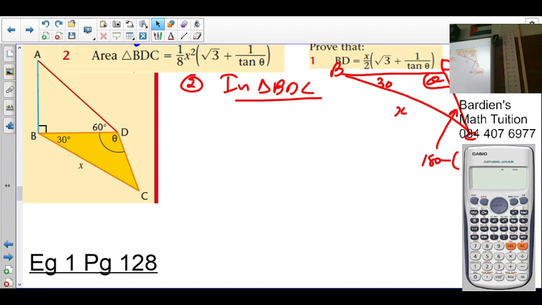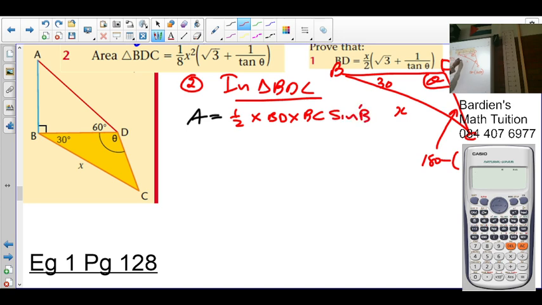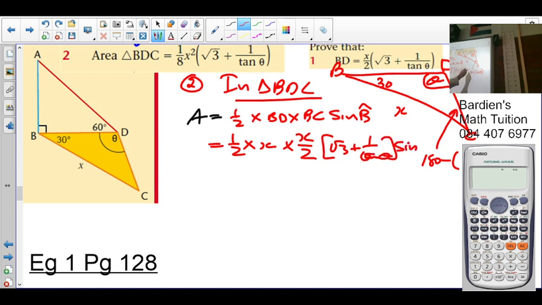See, I forgot now. So we're going to use the area, you don't have to write this down. Area is going to be half BD times BC, sine of angle B, coming from this triangle DBC. As I said, you don't need to write this. So it's going to be half. BD is that long one, whilst BC is x. So it's half times x over 2, the square root of 3 plus 1 over tan theta, sine of 30 degrees.